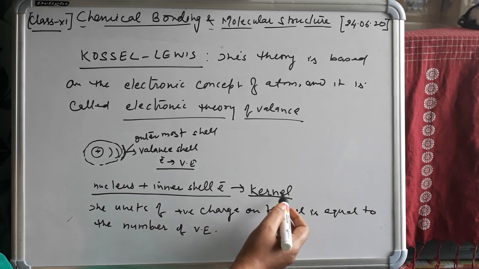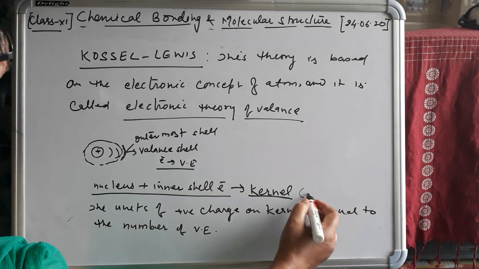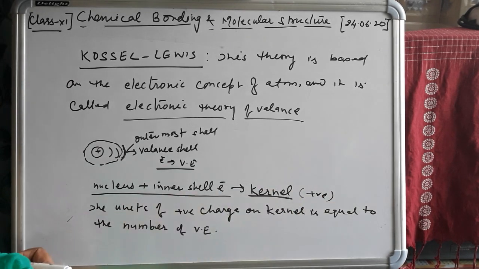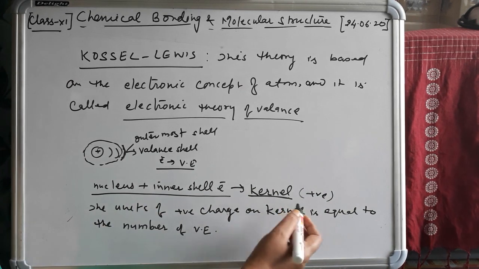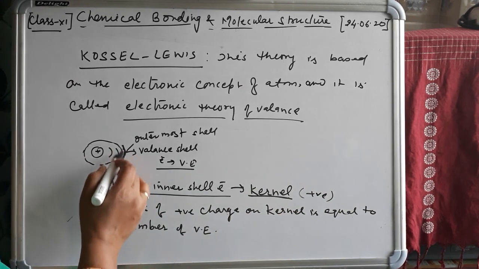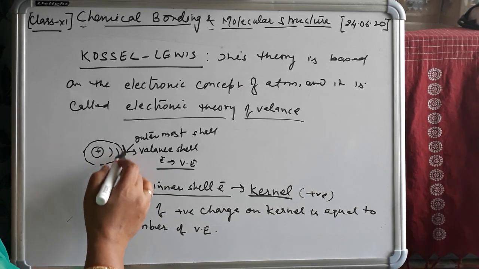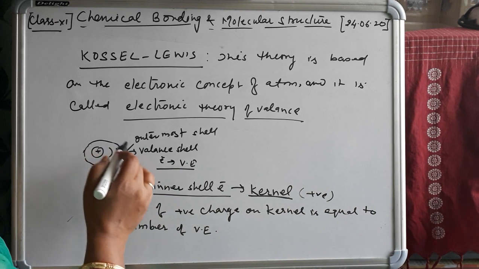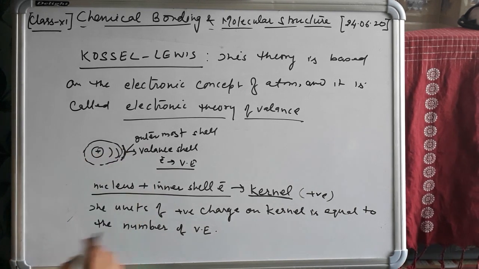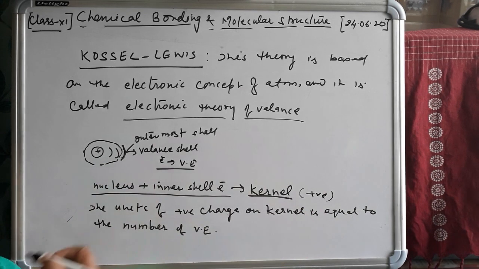The kernel is always positively charged. And what is the reason for the positive charge? The valence electrons are not included in the kernel, so the number of positive charges is equal to the number of valence electrons. This is the reason for the positive charge of the kernel.